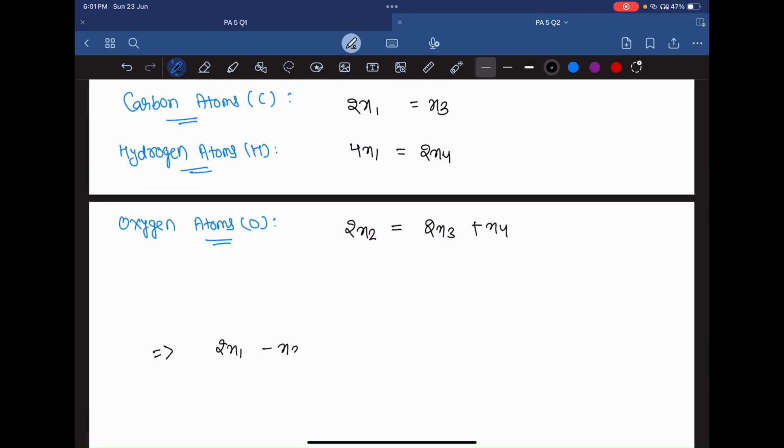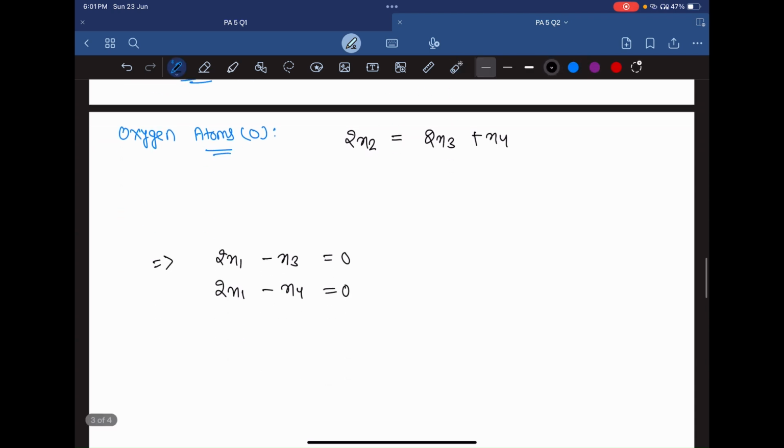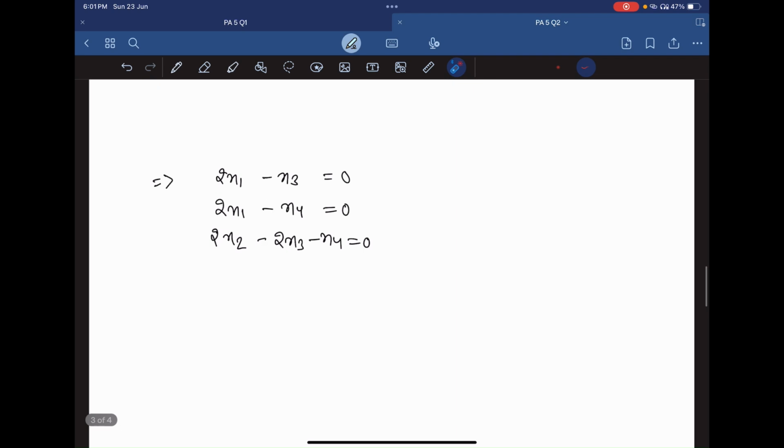Now if we try and simplify these equations, we will get 2x1 minus x3 equal to 0 from the first equation, and 2x1 minus x4 equal to 0 from the second equation, and similarly 2x2 minus 2x3 minus x4 equal to 0 from the third equation. So now we have our system of linear equations.